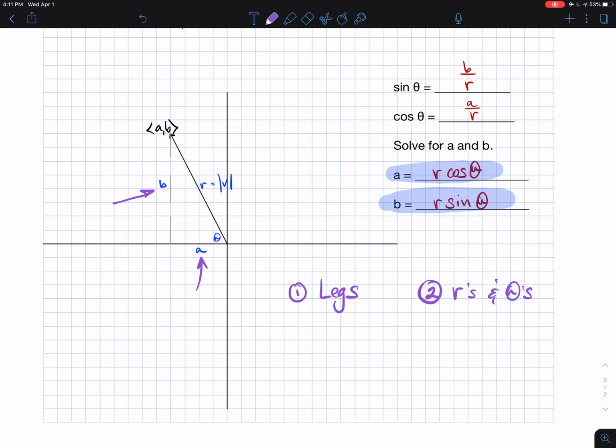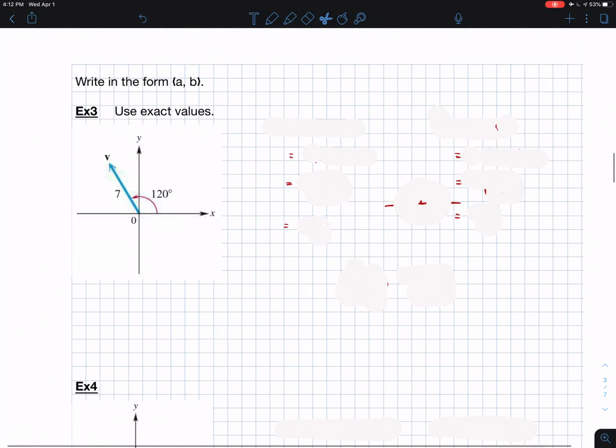You'll notice that when I came up with these two new equations, the a and the b are the legs of the triangle. Go look at the picture. You see how the a and the b are the legs? And on the other side of the equal sign, there's nothing but r's and thetas. So I've split it into two sides: on one side I have legs, and on the other side I have r's and thetas. So constantly remind yourself, what do I have? What do I want?